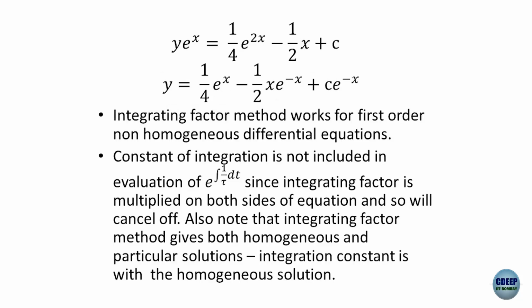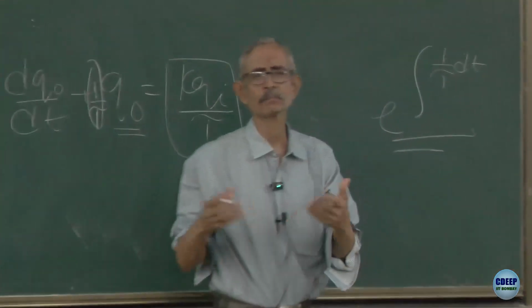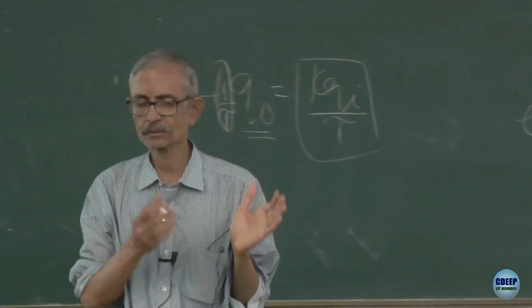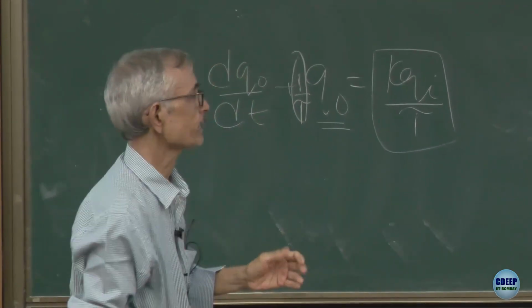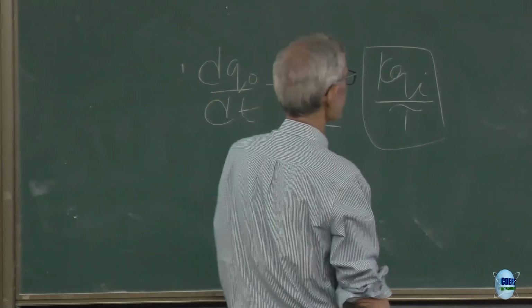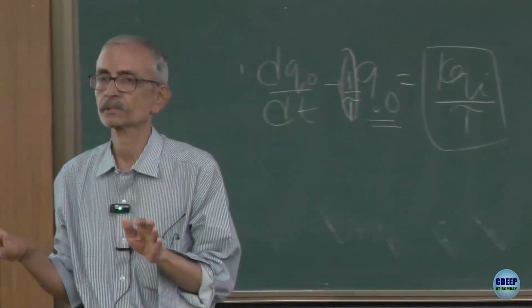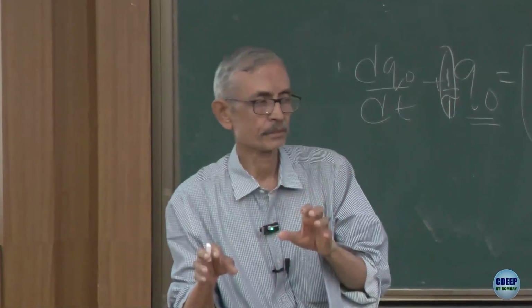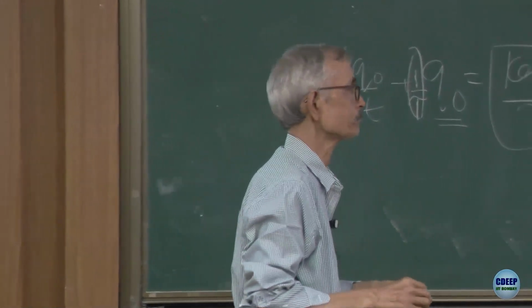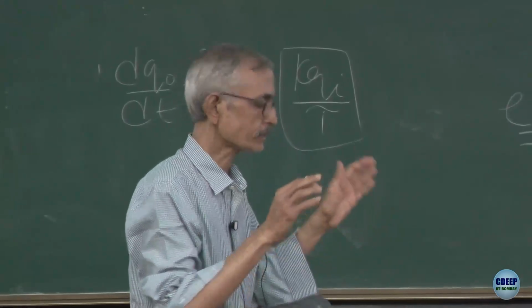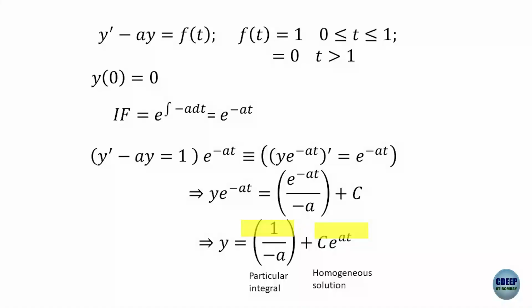A couple of comments on the integrating factor. When you are integrating, we don't put the constant of integration. Even if you put it, it's fine because it cancels on both sides. And the integrating factor gives you the complete solution. There's nothing like a complementary function and a particular integral; it gives you the total solution.